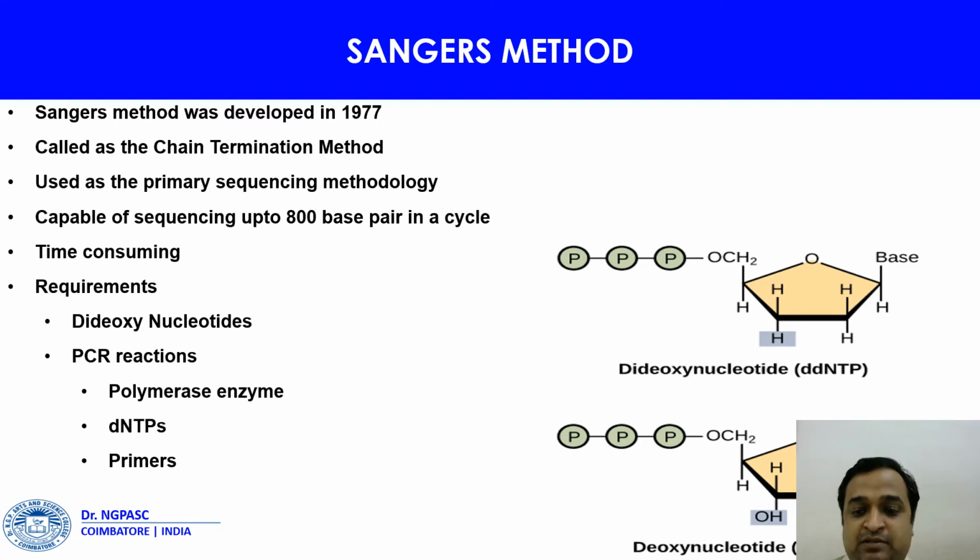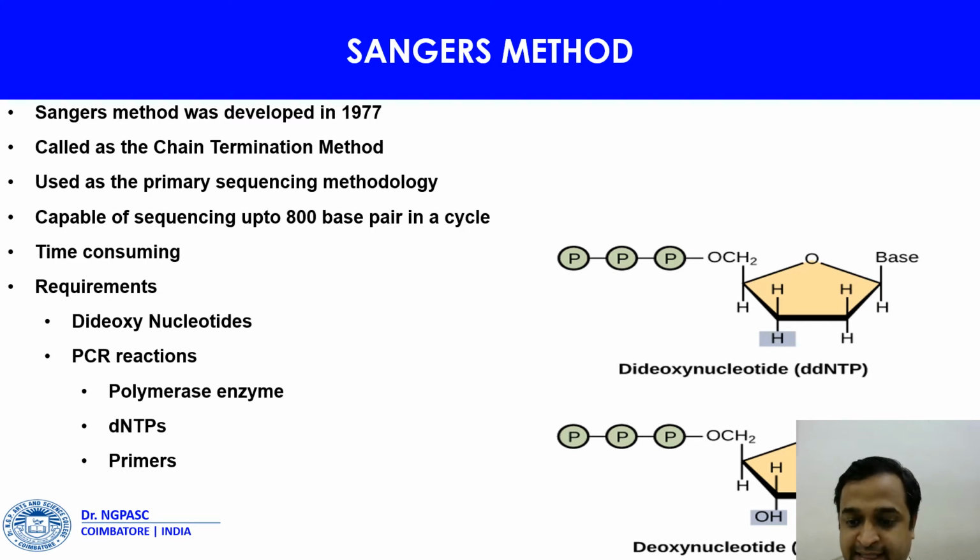dNTPs, and the primers. So the issue here is that you have a dideoxy structure. What is the basic difference between a dideoxynucleotide and the dNTPs? The dNTP has an oxygen at the third carbon atom of the deoxyribose sugar. When this oxygen is removed from the structure of the deoxyribose sugar, then this becomes a dideoxynucleotide.